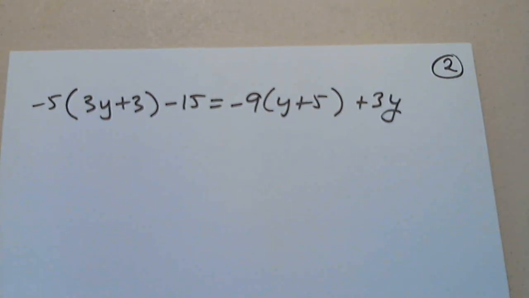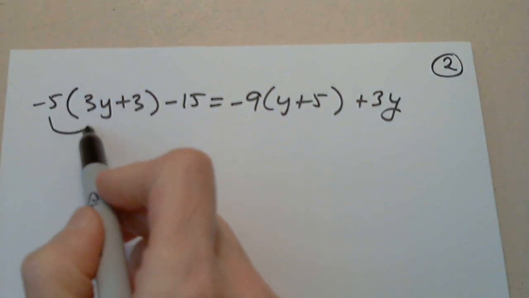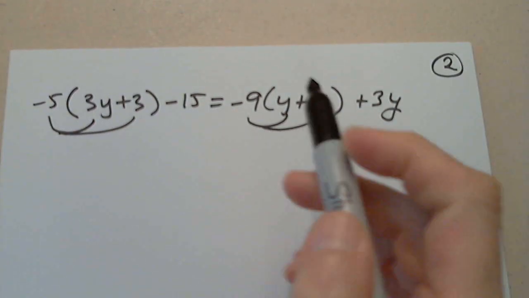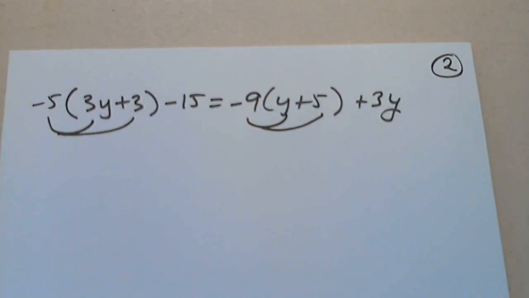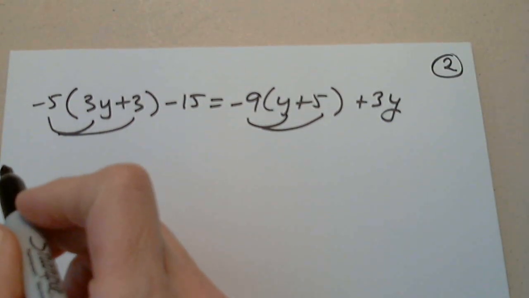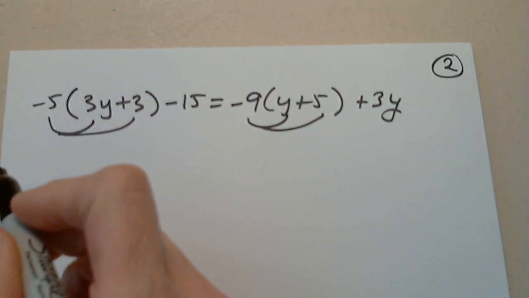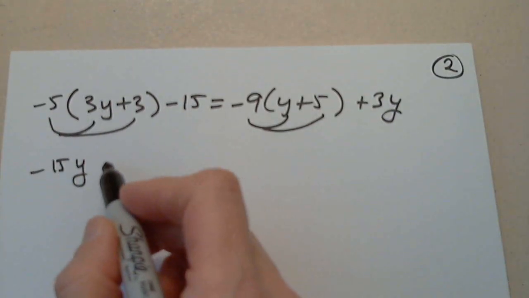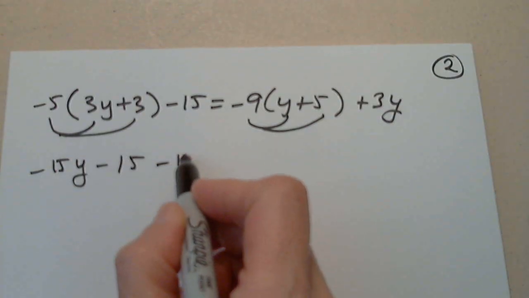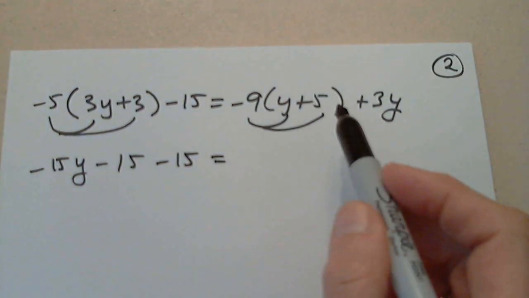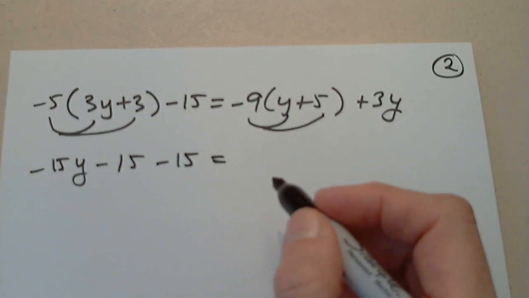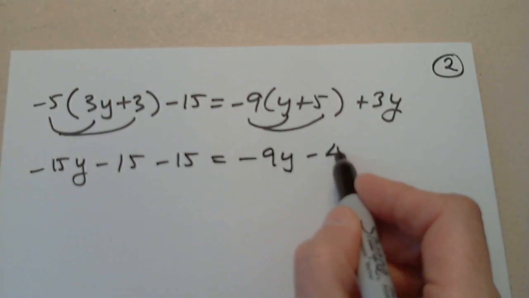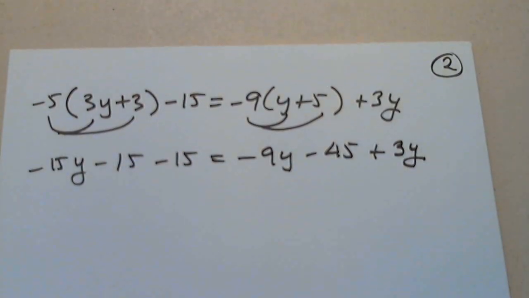Can anyone tell us the starting point here? Distributive. Yes. So we have to use the distributive law here and here to remove parentheses. Can anyone dictate the next step? Negative 15y plus, or sorry, minus 15. Good. And now we distribute negative 9: negative 9y minus 45. Yes. Plus 3y. Good.